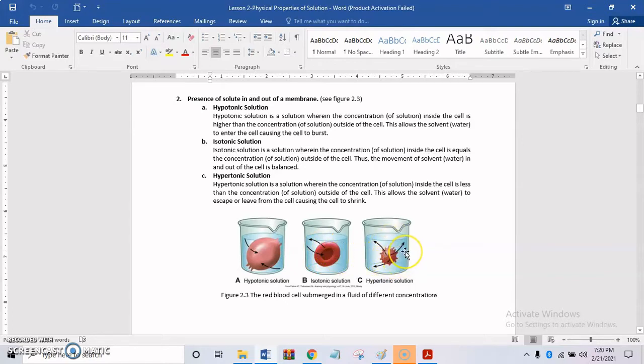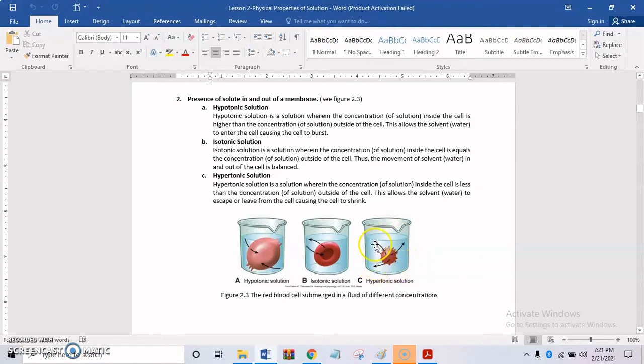The third scenario is the hypertonic solution. Ito naman yung solution na masyado nang concentrated yung fluid outside the red blood cell, making the red blood cell, yung tubig or yung concentration sa loob is very low. Yung tendency is yung tubig sa loob will go outside the fluid outside.